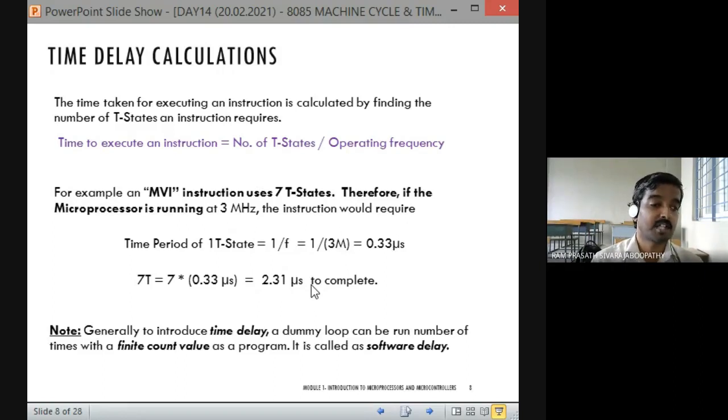Generally, to introduce time delay, a dummy loop can be run a number of times with a finite count value as a program. So it is called a software delay. Fine. Generally, through software we can generate some delay. Delay means what?